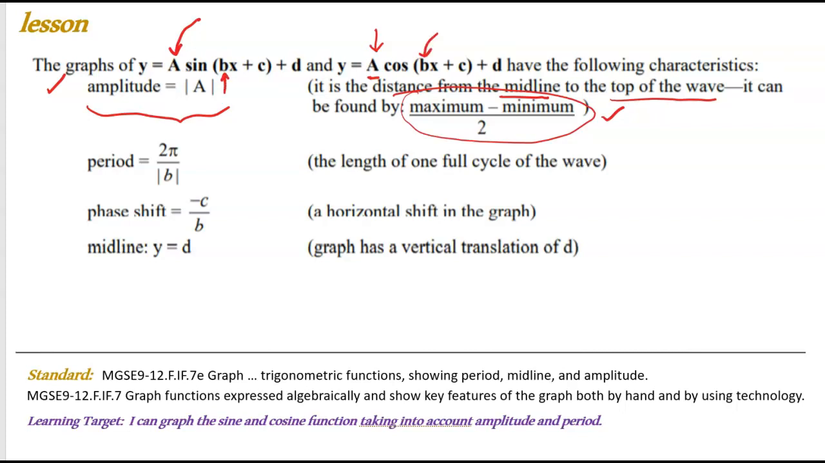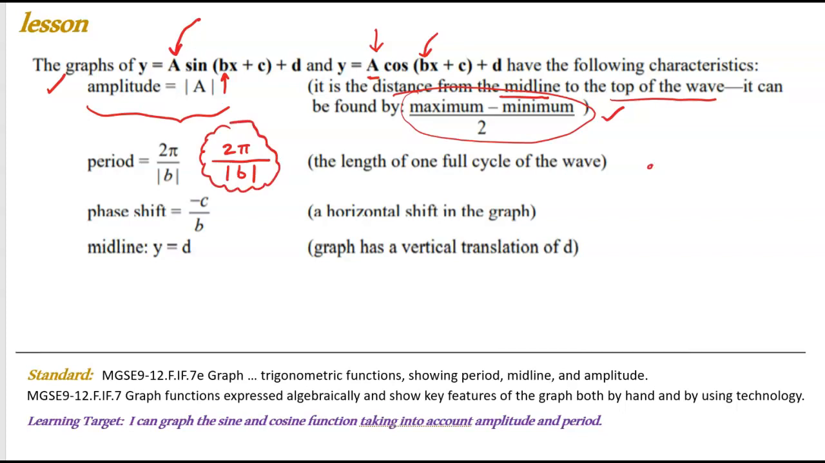So we're focusing on A and B today. The period of the function initially is 2 pi, but if you take 2 pi and divide by that coefficient of x, B, the absolute value, then this will be your new period of the graph. And we're going to see numerically what that actually means.